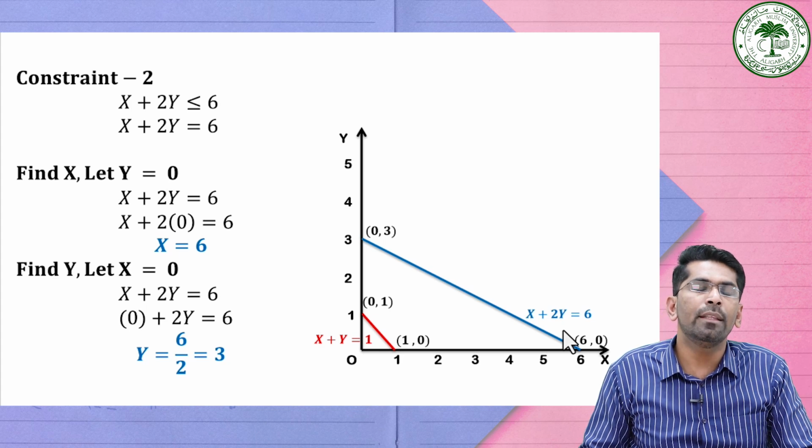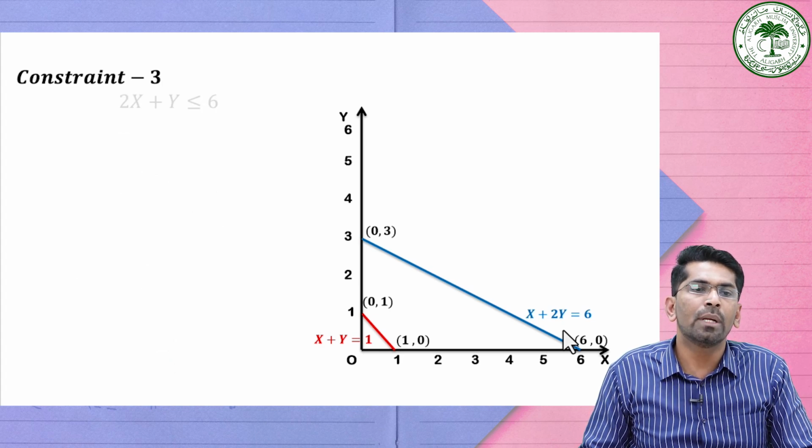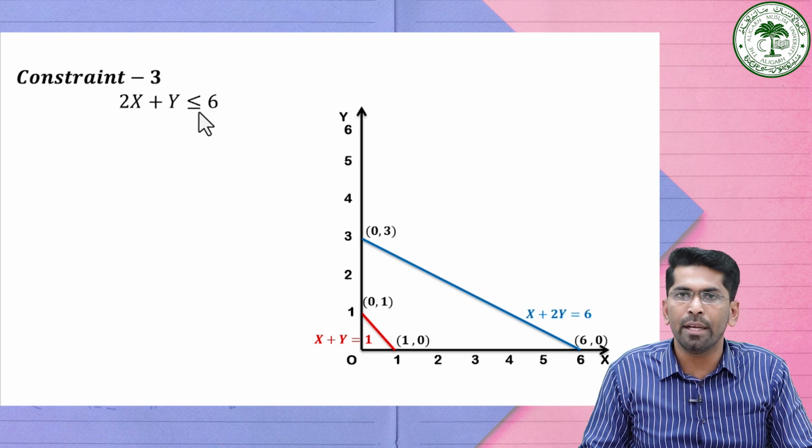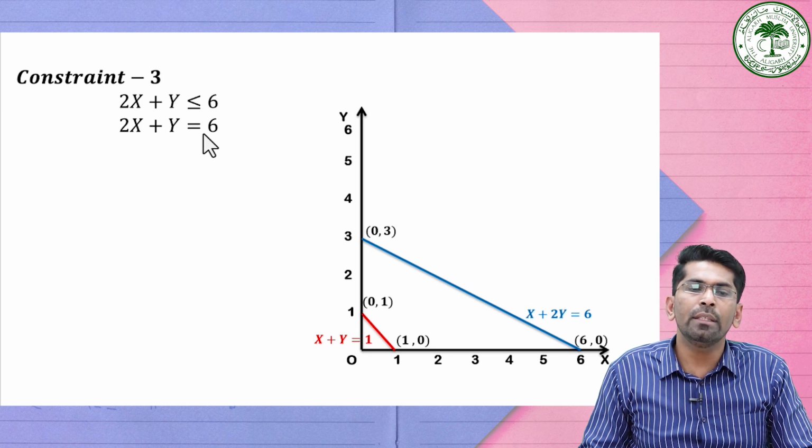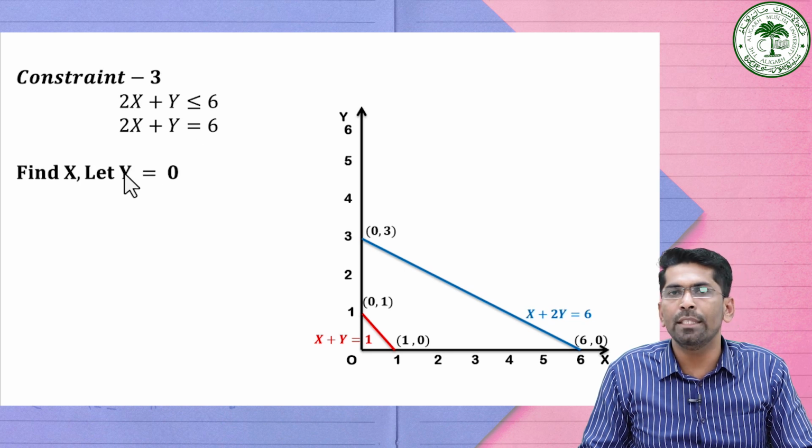I am going to take the third constraint, constraint number 3, which is 2x plus y, less than or equal to 6. Again I am going to convert this inequality sign into the equality sign, so the equation becomes 2x plus y is equal to 6. After framing the equation, now I am going to assume that the value of y is equal to 0.